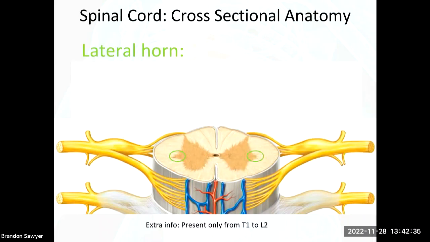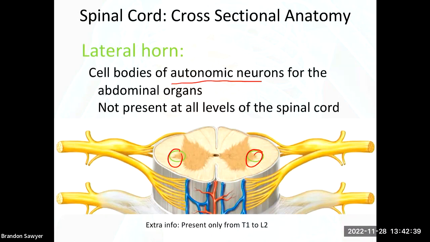Then we've got the lateral horn. It's really just these little tips right here. That's going to be cell bodies of autonomic neurons, primarily for the abdominal organs. We don't really have this horn in all levels of the spinal cord, really just in the thoracic region where those abdominal organs are.